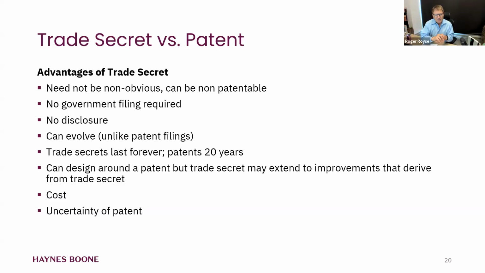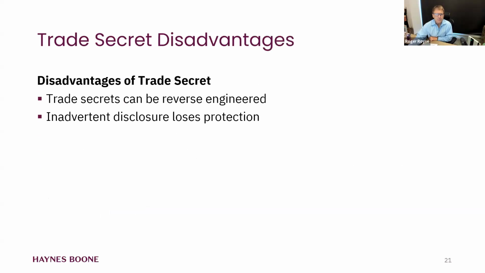The other thing is that trade secrets last forever. Patents only 20 years. So keep that in mind. And there are companies that rely heavily on trade secret information for that reason, that if they relied on patent, they'd probably be out of business now because everybody would know what they're doing. You can design around a patent, but a trade secret can extend to improvements that derive from a trade secret, and cost is a major factor. Patents are super expensive for a startup company. Trade secrets don't require that filing. And patents can also be uncertain. You don't know if you're going to get it just because you make the filing.